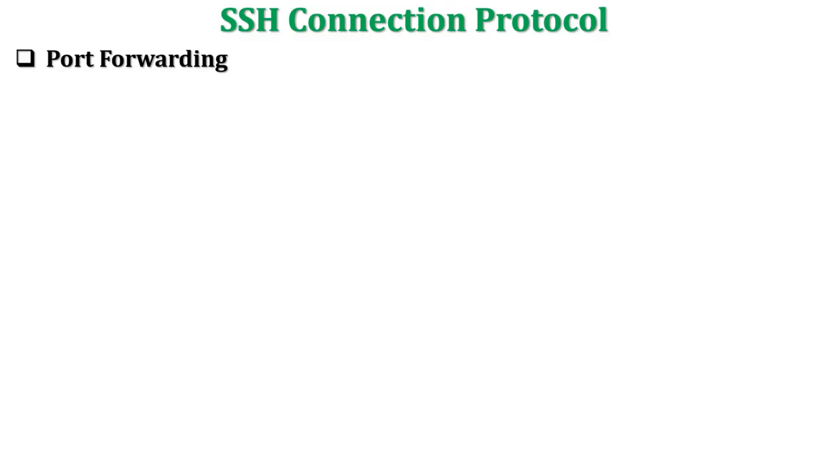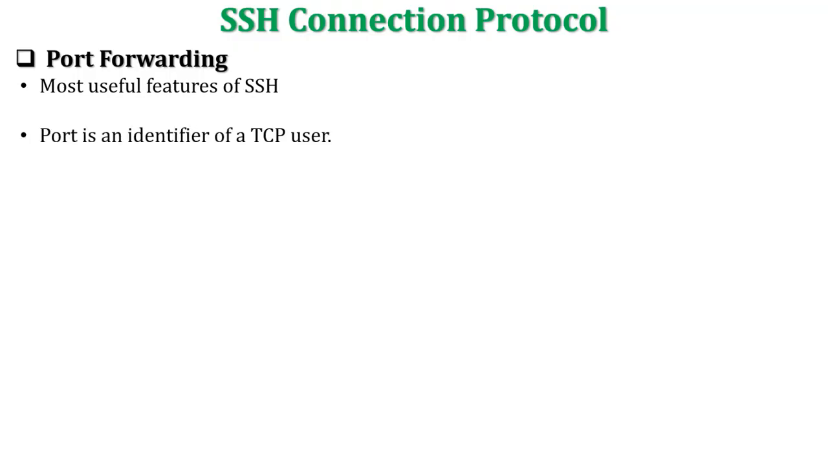The next function is port forwarding. Port forwarding is one of the most useful features of SSH. Here there is one question: what is a port? A port is an identifier of a TCP user. Let's take one scenario to understand port forwarding. There is one client and there is one server. Here the client and server want to communicate with each other.